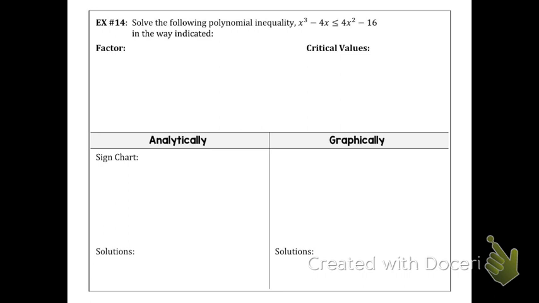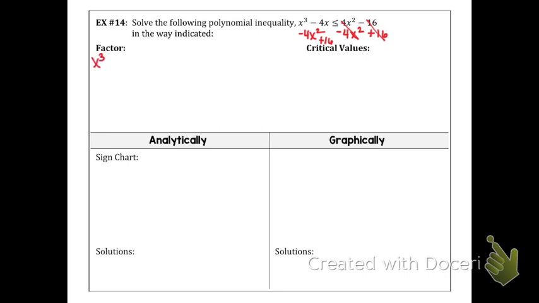All right, example 14 says solve the following polynomial inequality in the way indicated. So the first thing it wants us to do is factor, and remember, in order to factor, it has to be set equal to 0. So we're just going to move this 4x squared over and move the 16 over. And I'm also going to write them in descending order of the exponents here.